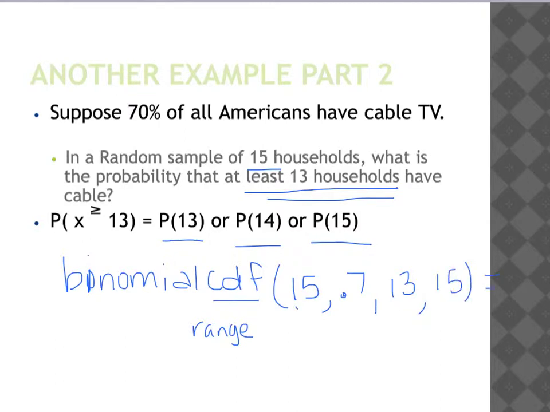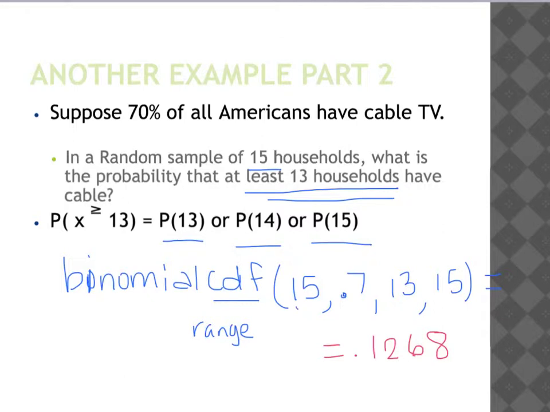And so I'm going to give you a chance to input that into your calculator, pause this video, and then hit play to see if you got the answer correct. And so the answer you should have gotten in your calculator was 0.1268, which means there's a 12.68% chance that at least 13 houses in your sample will have cable TV.